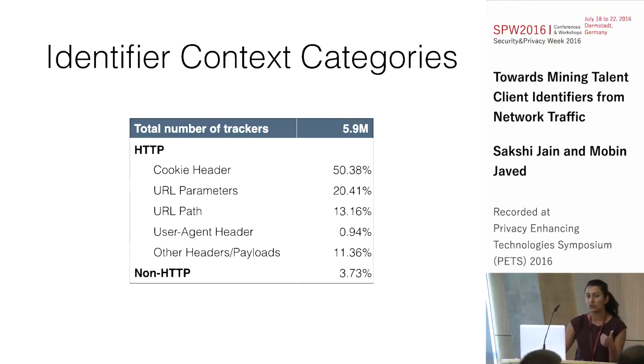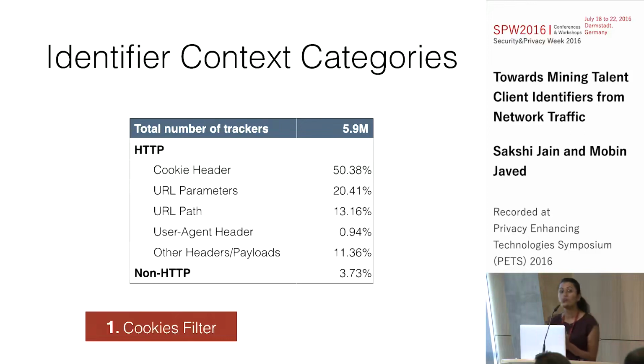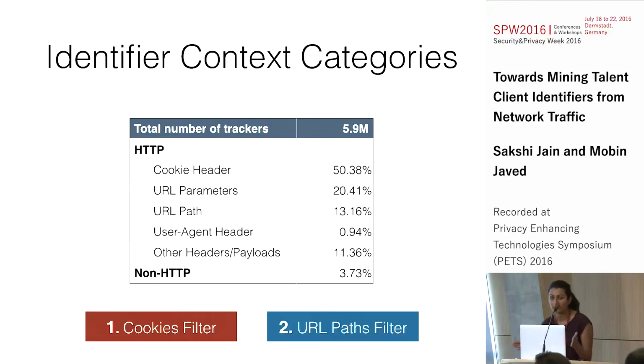So the first filter that we add here is we're going to remove the cookies. We're not going to analyze these further. The second filter that we added was to remove any identifier that appears in URL paths. The reason for this is they comprise about 13% of the data, and we found, just based on a preliminary analysis, that these had a very high false positive rate. So again, we're keeping a balance of finding new interesting identifiers versus actually reducing the false positive rates.